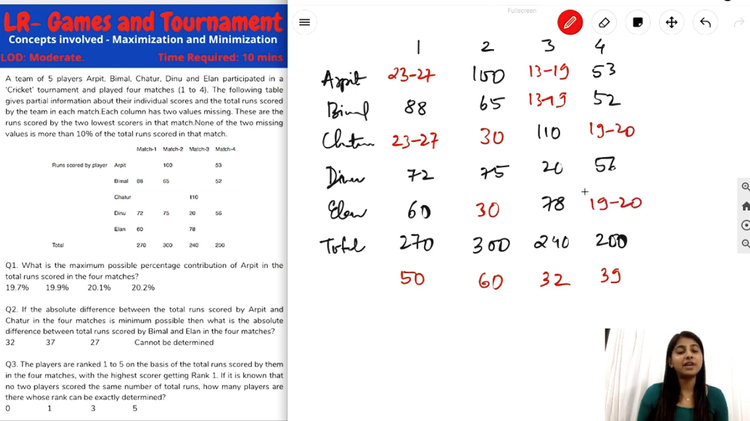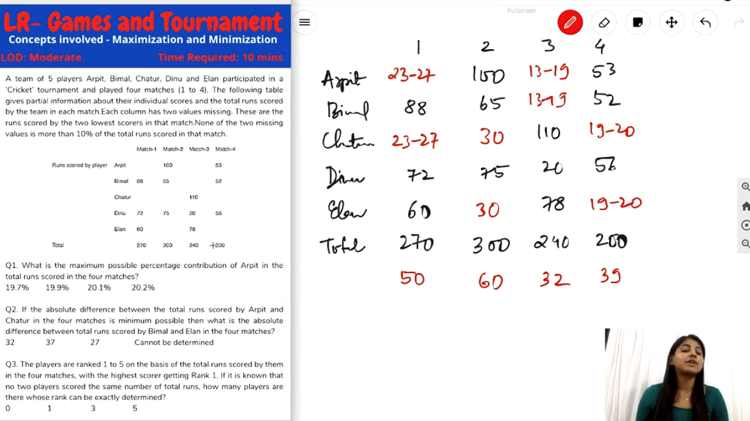Once you have the table filled in this manner, you can go to the questions. Based on the given information, this is what we could have found, and we have already found it. So let's go to the question. First question is, what is the maximum possible percentage contribution of Arpit in the total runs scored in the 4 matches? Maximum possible contribution of Arpit.